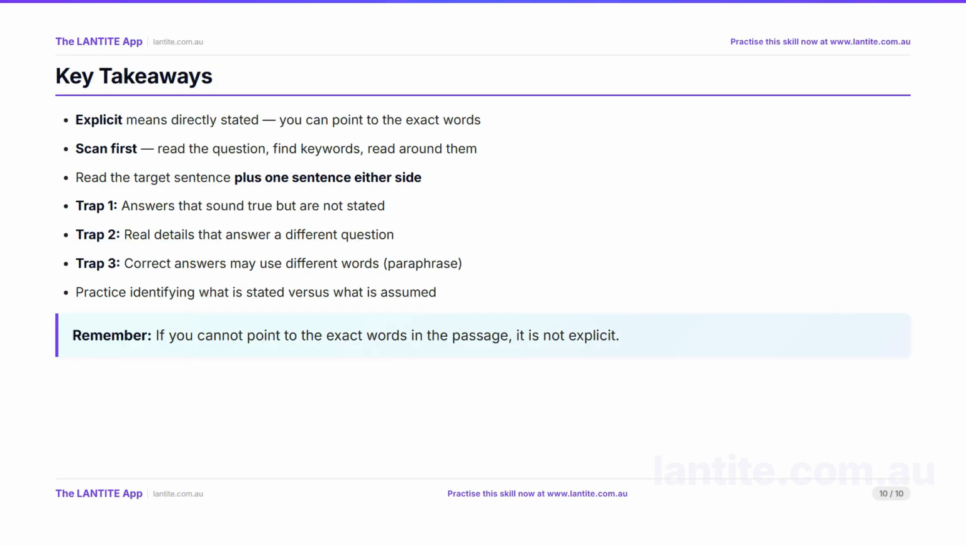Let us recap. Explicit information means directly stated in the text. You should be able to point to the exact words. Use the scanning technique. Read the question first, find keywords in the passage, then read the target sentence plus one sentence either side. Watch for the 3 traps: probably true answers that are not actually stated, real details that answer a different question, and paraphrased correct answers that use different wording. The golden rule is simple. If you cannot point to the exact words in the passage, it is not explicit. Practice this skill and you will get faster and more confident every time.